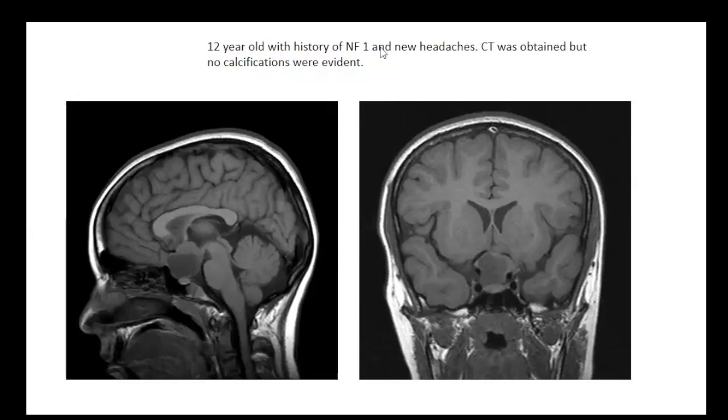So this is a 12-year-old with a history of neurofibromatosis type 1, new headaches. The CT was obtained, but no calcifications were evident, so I'm not going to show that to you. So again, this is T1 no contrast, and of course, the coronal scan. I want you to notice the shape of the lesion. Make a decision about whether you think it's a pituitary origin or not based on the imaging.